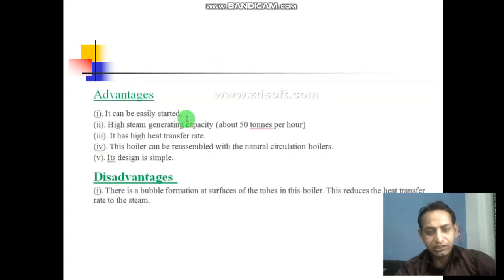As far as the advantages and disadvantages of the subcritical boilers are concerned, it can be started easily. It has a high generating capacity of 50,000 kg per hour. It has a high heat transfer rate. The boiler can be compared with the natural circulation boiler. Its design is very simple. As far as the disadvantage is concerned, there is bubble formation on the inside surface of the tubes, which reduces the heat transfer rate of the steam.